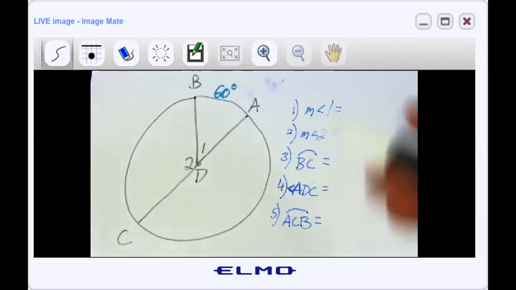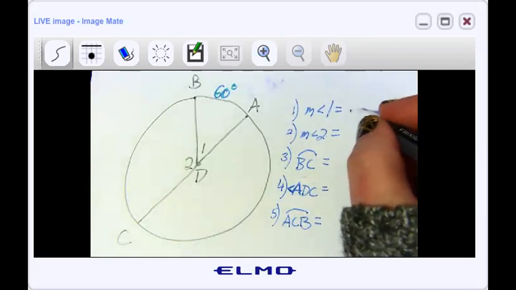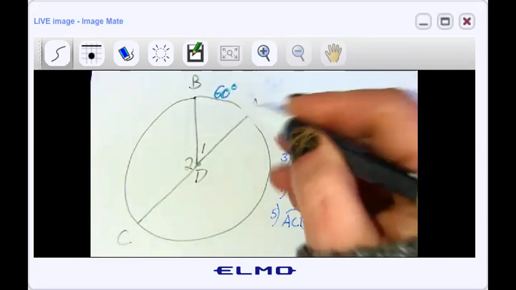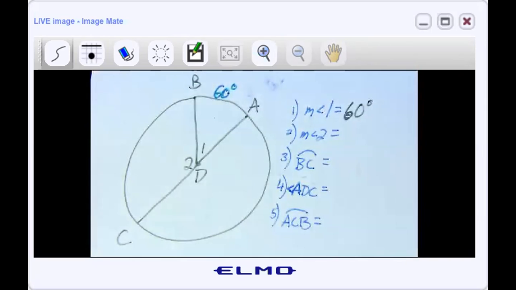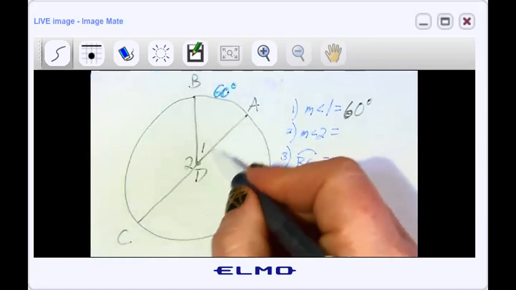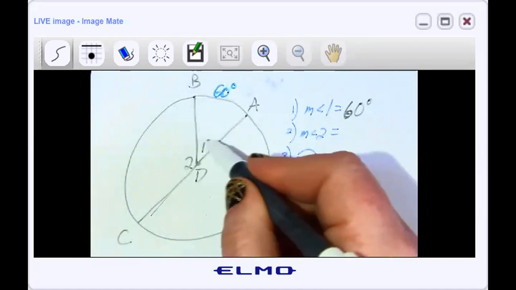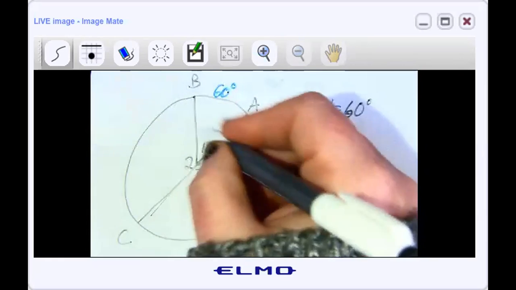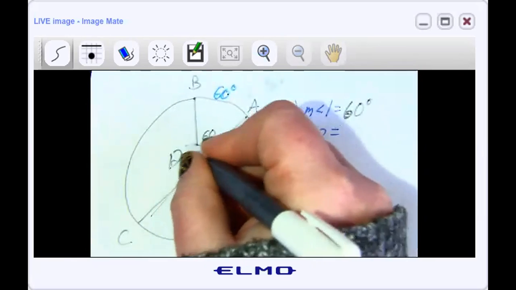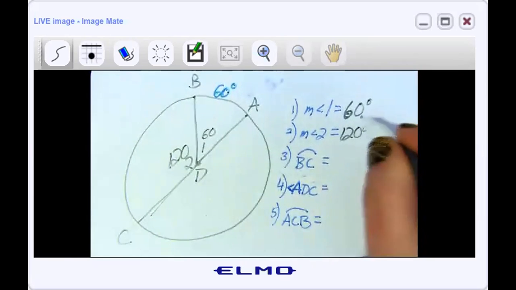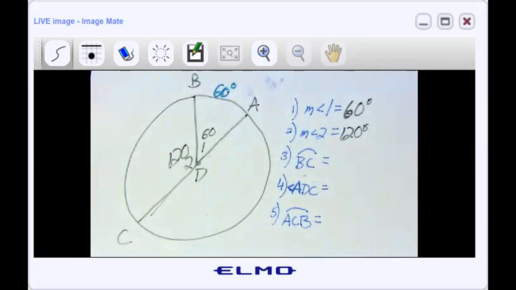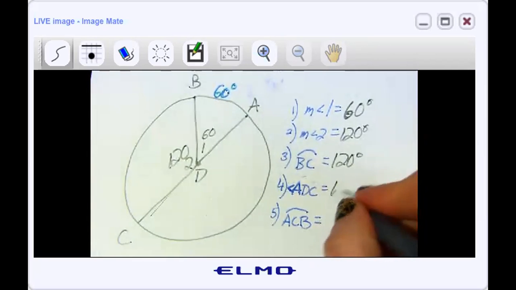What's the measure of angle 1? 60. Yes, 60. It's the exact same as the measure of its arc. If that's 60, that's 60. Easy peasy. All right, what's angle 2 going to be then? 120. Yes, this is a diameter, so these two together make 180. So if that's 60, this is 120. In fact, let's put it in there. You're 60, so now you're 120. Now what's the measure of arc BC? 120. It's the same as its central angle. Exactly. Now, angle ADC. What's that? 180, because it's just a straight angle.